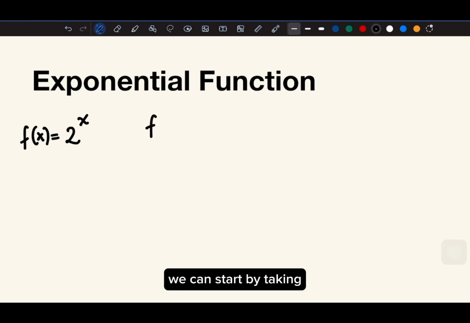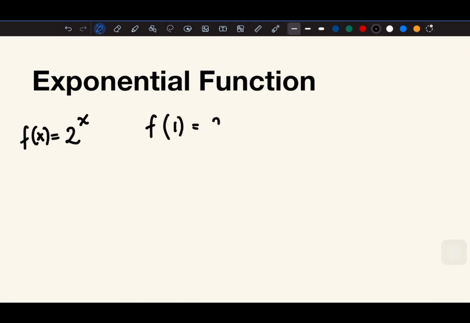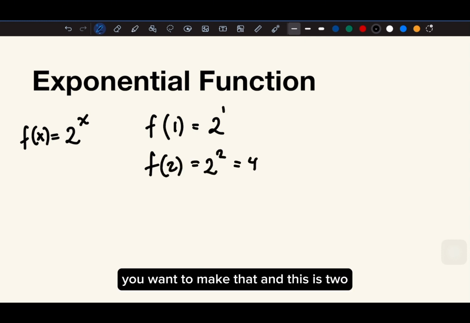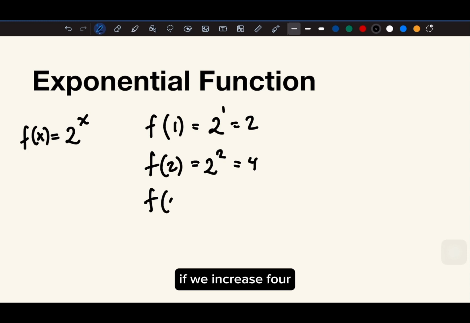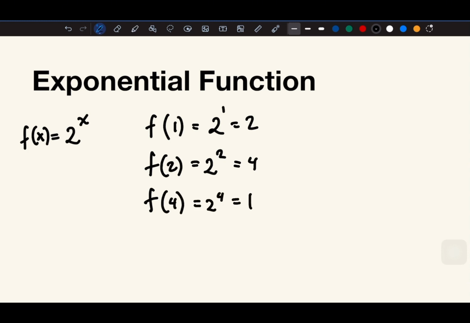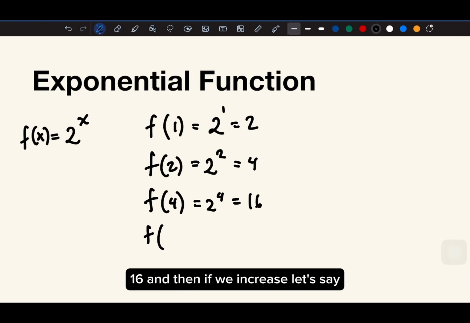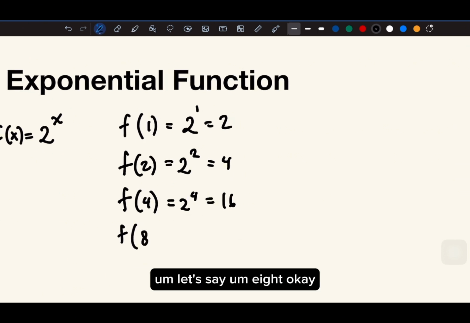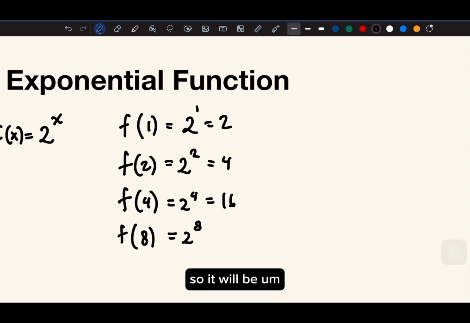We can start, let's say, from 1. We take 2. And then if we increase more, for example, if we increase to 4, it is 16, and then if we increase, let's say, to 8, it will be 256, right? If I take 10, it will be okay.